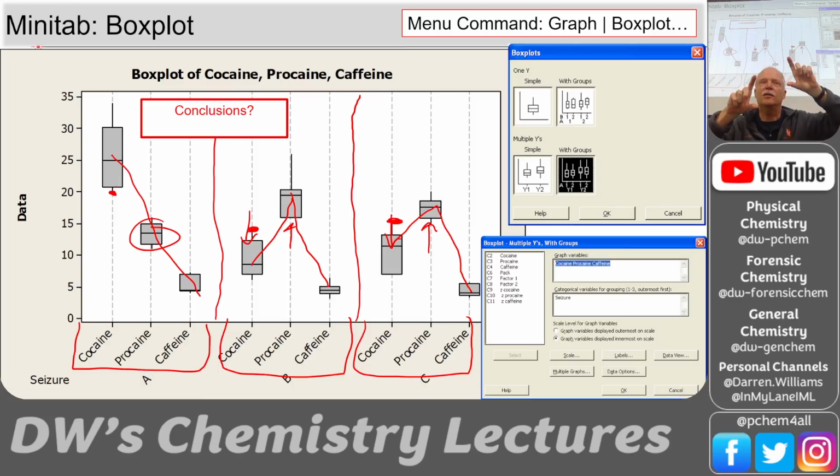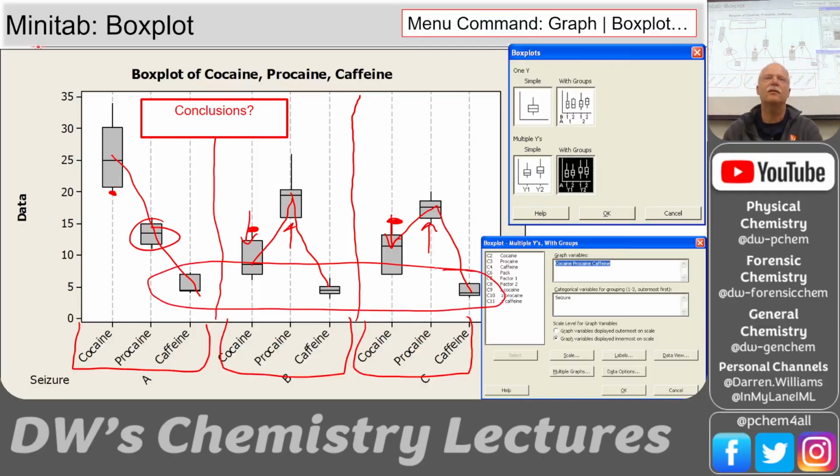But if the boxes do overlap, you would fail to reject the null hypothesis, because the statistical variation in the two samples would probably be wide enough that you wouldn't be able to say they were significantly different. And look at the caffeine ones. That's an example. It's probably the same.